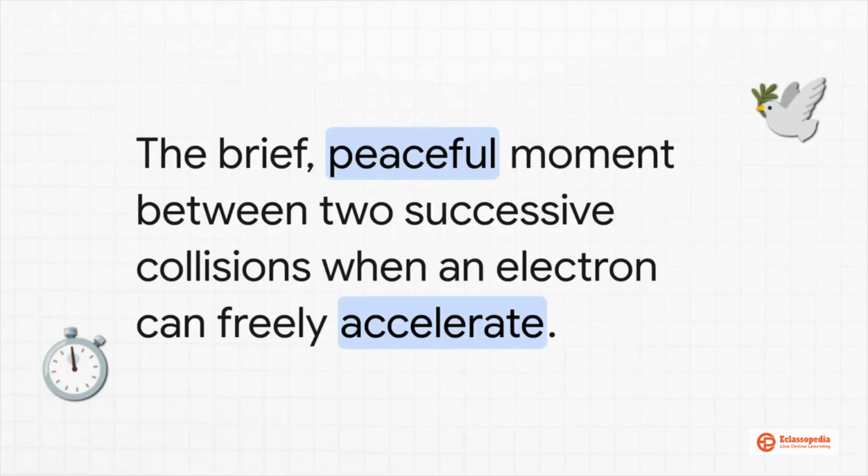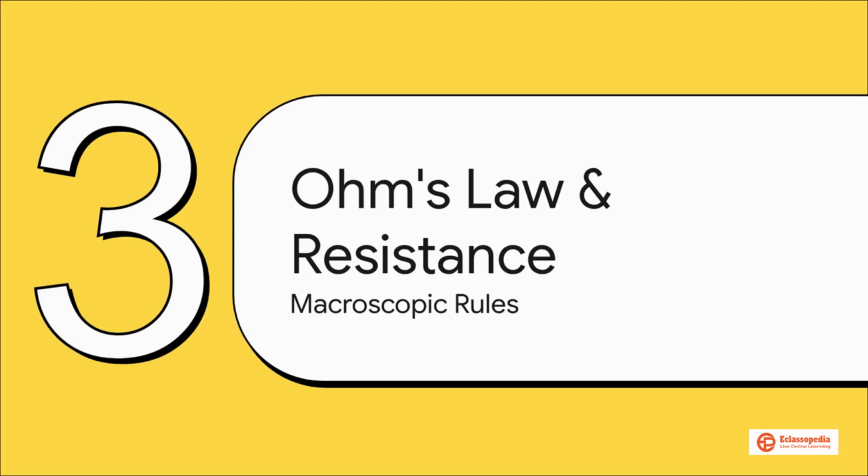Now, right between all those microscopic crashes, an electron gets a tiny, tiny fraction of a second to just accelerate freely under the electric field. We call this peaceful little window the relaxation time. And what's really fascinating here is that if you heat up the wire, the atoms vibrate much more aggressively. This means the electrons collide much faster, and that brief relaxation time drops significantly. Which perfectly sets up Section 3, Ohm's law and resistance.